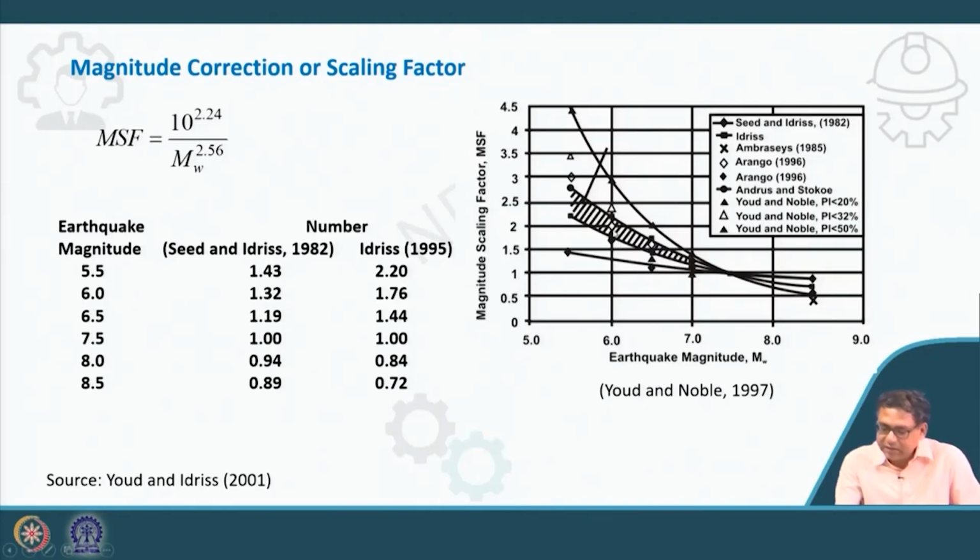If it is 6, then the magnitude scaling factor is around 2 from the recommended zone. But here for 6 it is 1.32, and this one has given 1.76. So now we will use this shaded zone that has been recommended, or you use this equation, to get the magnitude scaling factor. So now all these three corrections have been discussed.